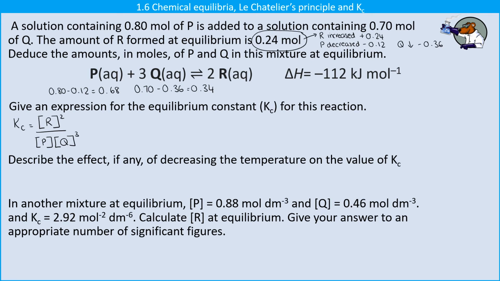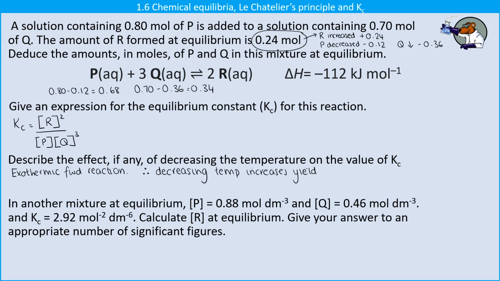So now I need to look at that delta H value they've given me and work out whether the reaction is exothermic or endothermic. I can see that it's a negative value, which tells me that this is an exothermic reaction. And so if we have an exothermic reaction, then decreasing the temperature is going to favour that forward reaction and therefore increase the yield.